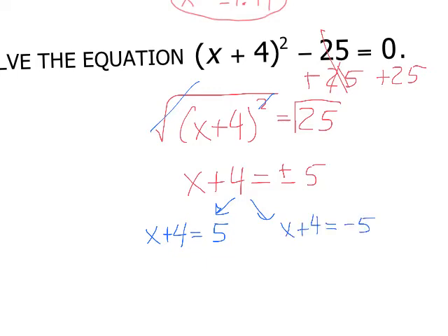So at this point, once I get rid of that square root, I'm ready to set up my equations and solve. Remember, if I have a plus or minus in my problem, I'm going to get 2 answers out of that, so I need to set up both of my equations. X plus 4 equals positive 5, and x plus 4 equals negative 5. Now I can go ahead and solve. So if I subtract 4 from both sides, I get x equals 1. And subtract 4 from both sides, x equals negative 9.